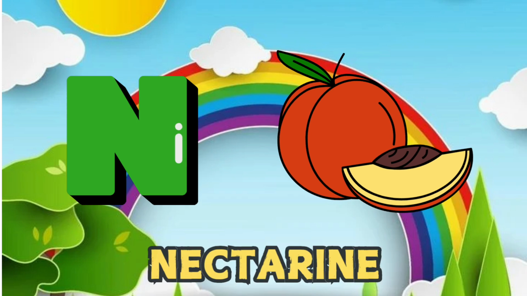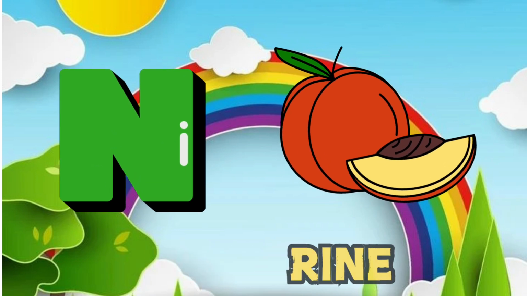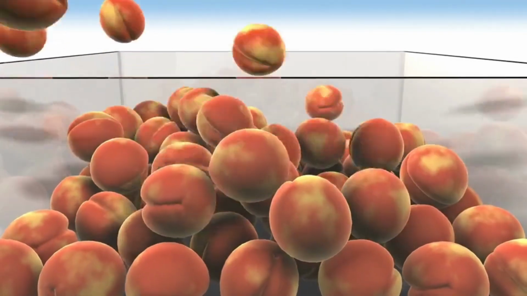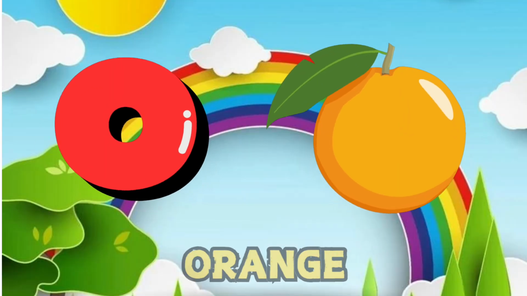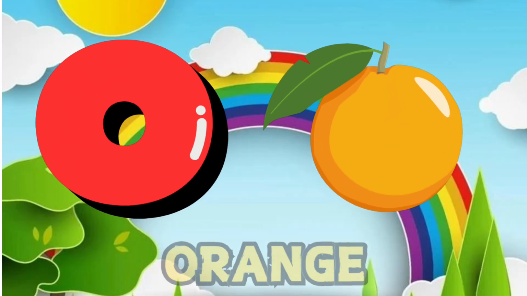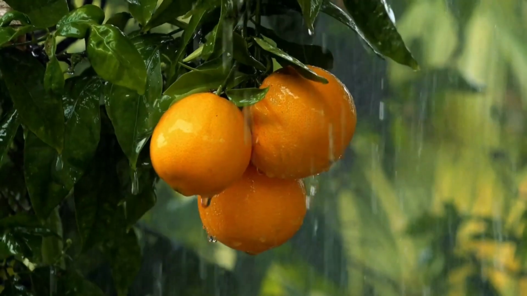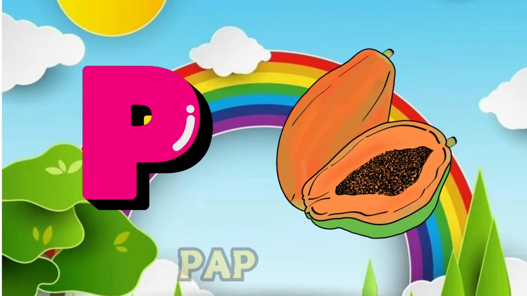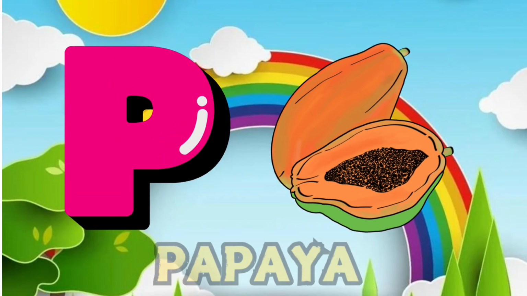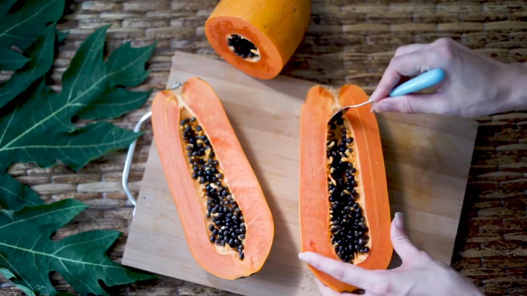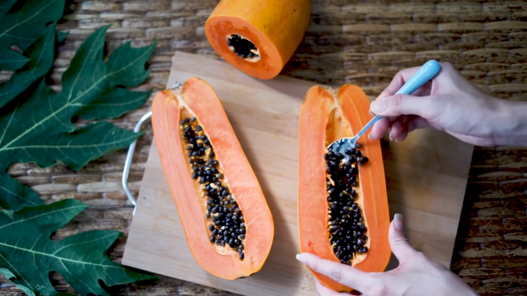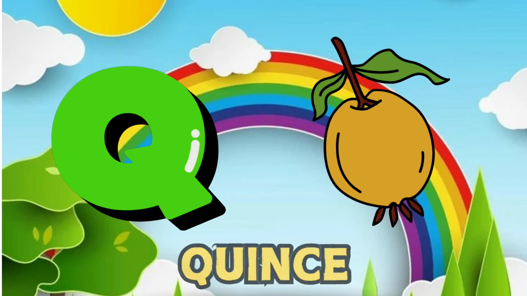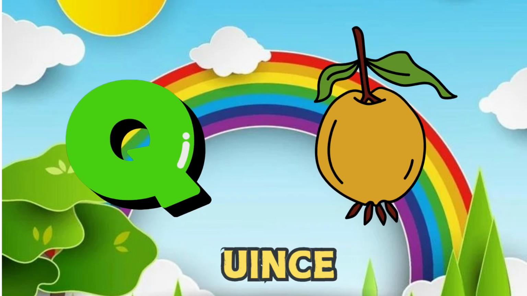N is for nectarine. Nectarine. O is for orange. Orange. P is for papaya. Papaya. Q is for quince. Quince.